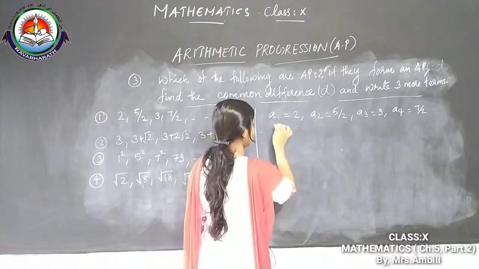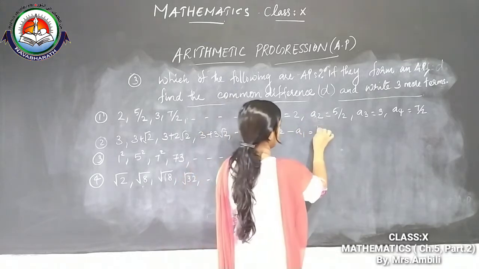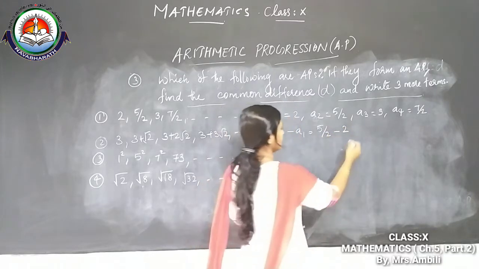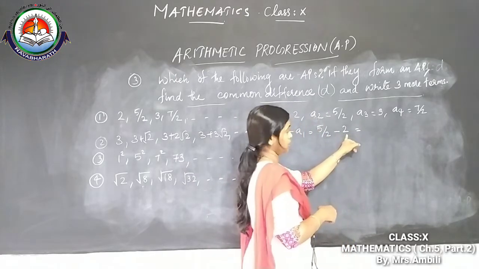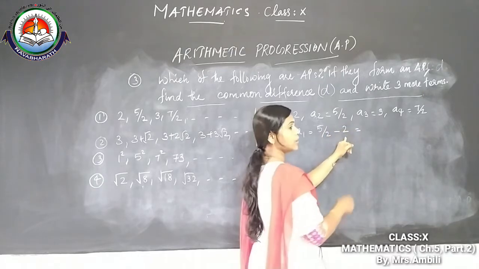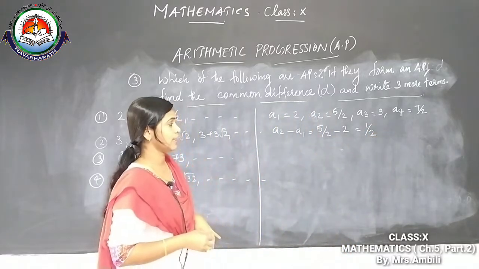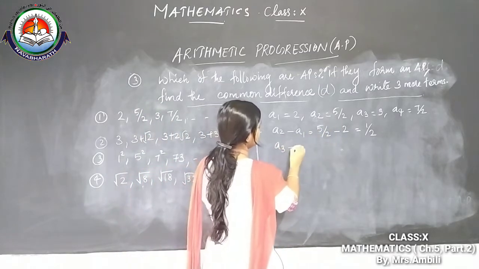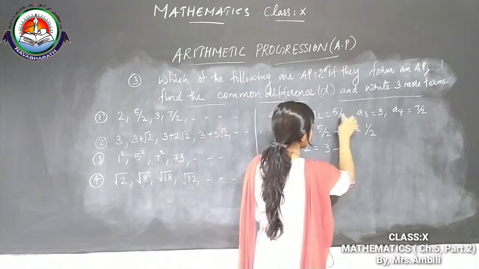Then, we need to check whether it is an AP or not. So, how to check? A2 minus A1. A2 minus A1 means 5 by 2 minus 2. Okay. 5 by 2 minus 2, how can you change 2 into 4 by 2? We will get 5 by 2 minus 4 by 2 equal to 1 by 2. Okay, common difference you will get 1 by 2. Next, what is A3 minus A2? A3 minus A2, that is 3 minus 5 by 2.